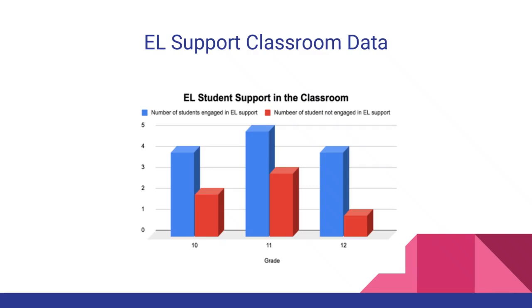In this graph, it shows the EL support classroom data. Student support in the classroom is effective when the students participate with the EL support. In the blue, you can see the number of students engaged in EL support, and in the red is the number of students not engaged in EL support. However, all the students in this research are receiving EL support. The data in the red just shows that the English language learners chose not to have EL support or participate in the classroom. That's from observation.